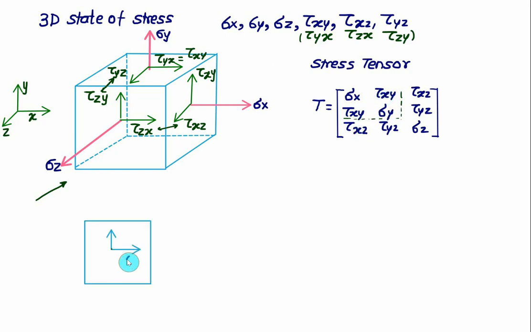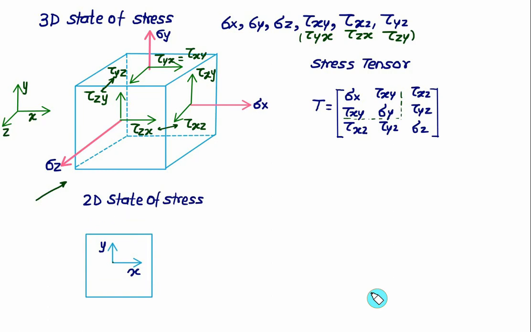So this one is representing the x-axis, this one is the y-axis. We are right now discussing the 2-dimensional state of stress. Let's represent here sigma x and sigma y first. Sigma x is perpendicular to the x face, going outward, and sigma y is perpendicular to the y face, going outward. So this stress is nothing but the normal stress along the x direction, and this stress is nothing but the normal stress along the y direction.